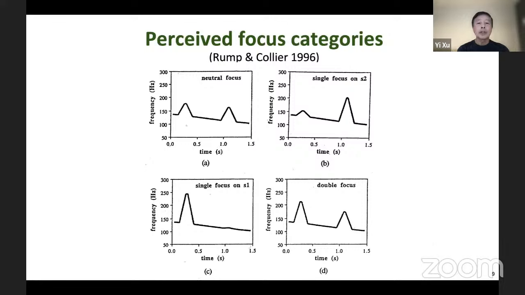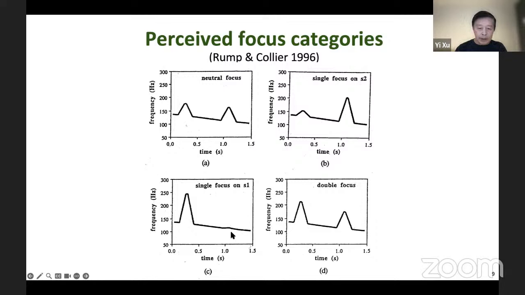So one clue is from this study by Rump and Collier in 1996. In this study, they studied the intonation of Dutch, which is very similar to English. And they manipulated the pitch height of two words in a sentence, Amanda went to Malta. So they manipulated the height of the two keywords. And these are the four prototypical patterns that listeners heard as the four focus types, which are neutral focus, single late focus, single early focus, and double focus.